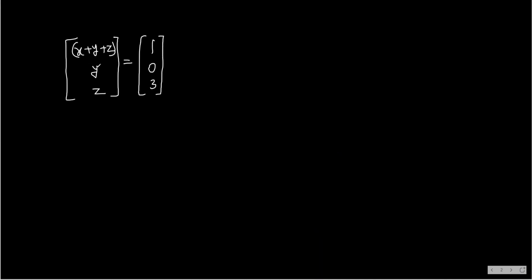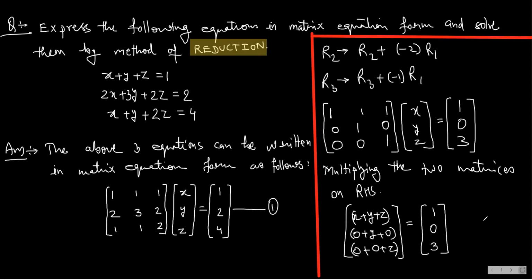Now see, students, you have two matrices which are equal to each other. They have the same order. So in the next step, you will write, therefore, x plus y plus z is equal to 1, y equals to 0, and z equals to 3. What I will do next, I will use these two equations.